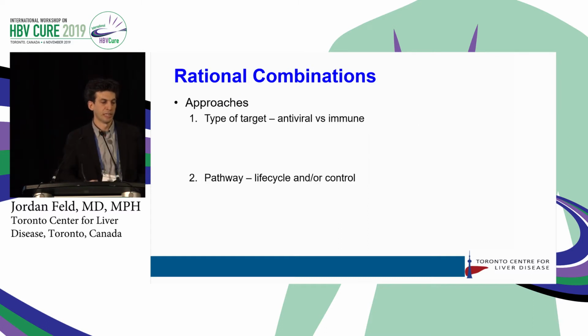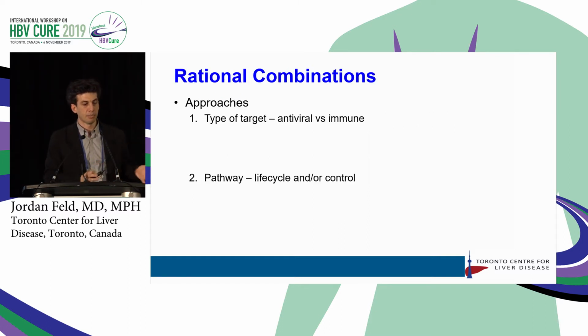So the first is, you could think about the type of target, whether you're going to put together an antiviral versus immune targets, and then whether you're combining each with the other. Or you could think more about the pathway that you're focused on, whether in either the life cycle itself or about controlling replication, and that may combine these things. And I would probably prefer the second.